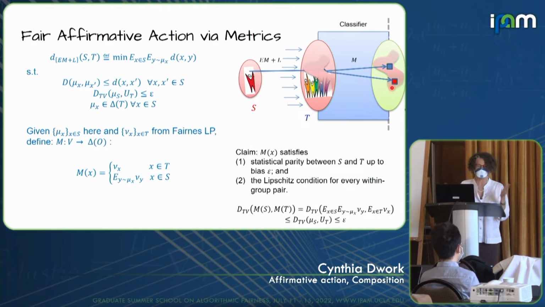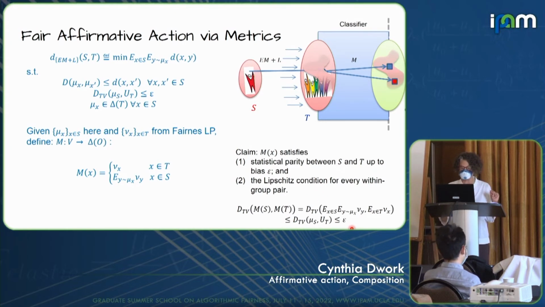Just a comment which you probably have all figured out by now. This mapping here will satisfy statistical parity between S and T, up to however well we manage to minimize the Earth mover distance. And it'll satisfy the Lipschitz condition for every within-group pair. And we've discussed quite a bit why that's true.